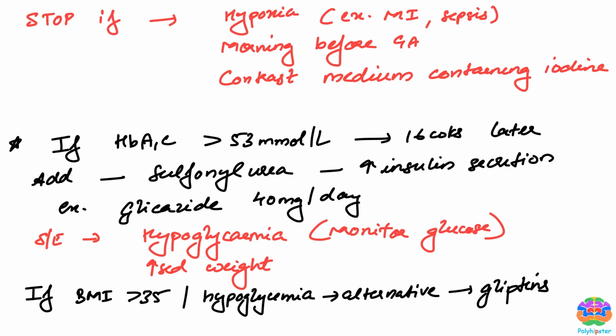Therefore, glucose should be monitored closely, especially in the beginning, till the body gets adjusted to it, and weight gain. So we should remember first we gave metformin, which causes weight loss, and now we are giving gliclazide, which causes weight gain. So we are hoping it gets balanced here. Now, if the BMI of a person is more than 35, then we give an alternative, which is gliptins. Or if the patient is experiencing extreme hypoglycemia because of sulfonylurea, in those cases also we give gliptins as an alternative.